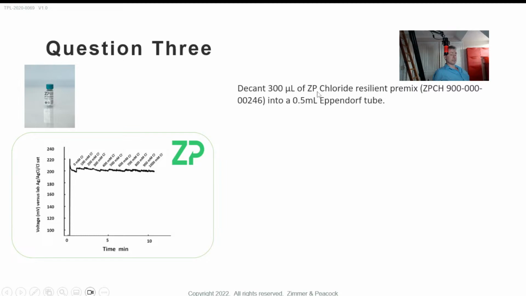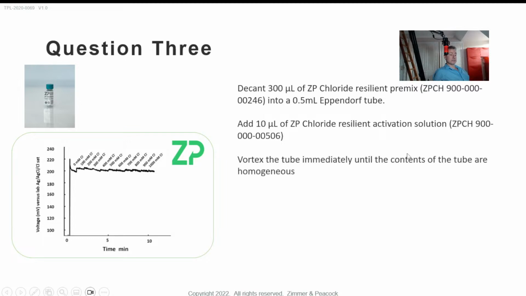But I realized looking at this that it does need optimization, because it says here, decant 300 microliters of the chloride resilient premix, and then add in 10 microliters of the activation solution. So you've now got 310 microliters. And then it says add 3 microliters of the solution to, let's say, the target, and wait 24 hours. That means you just wasted about 307 microliters. That's extremely wasteful.